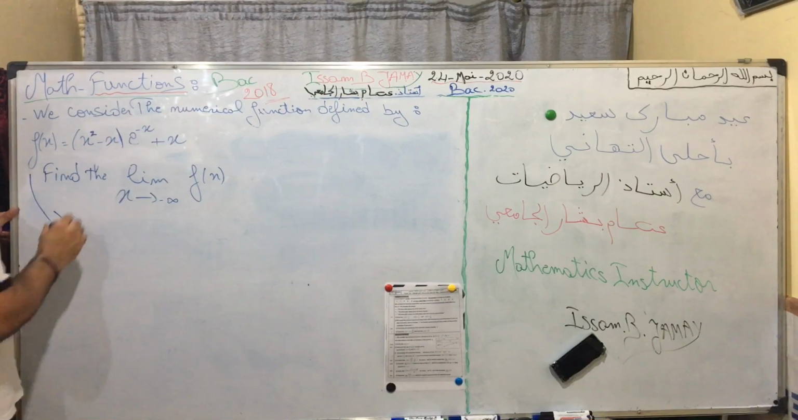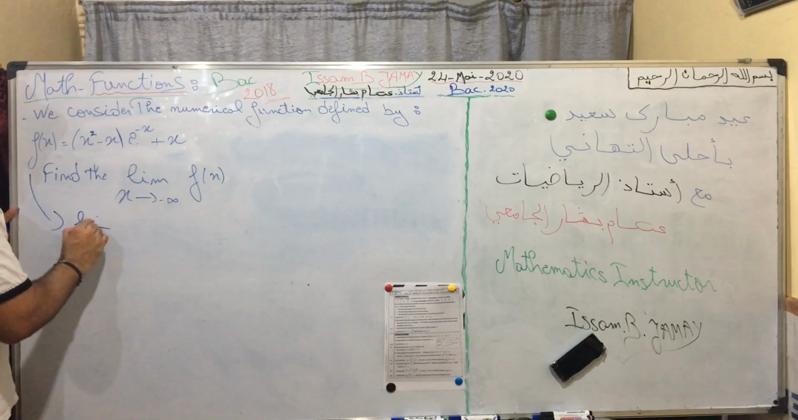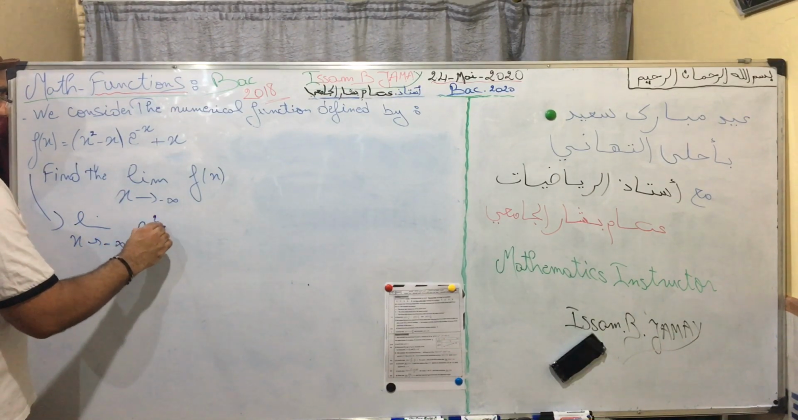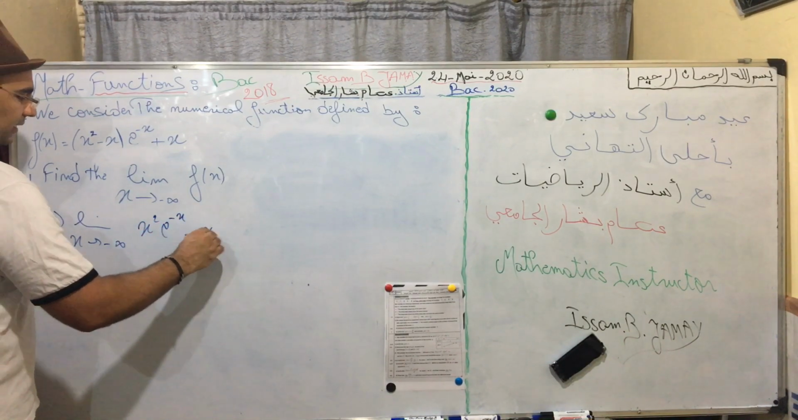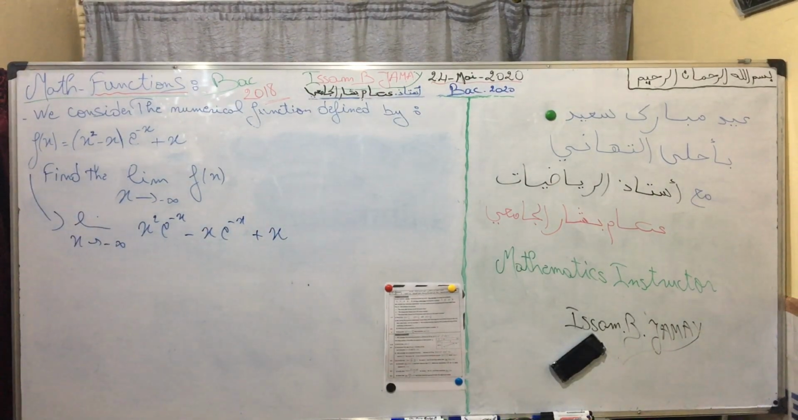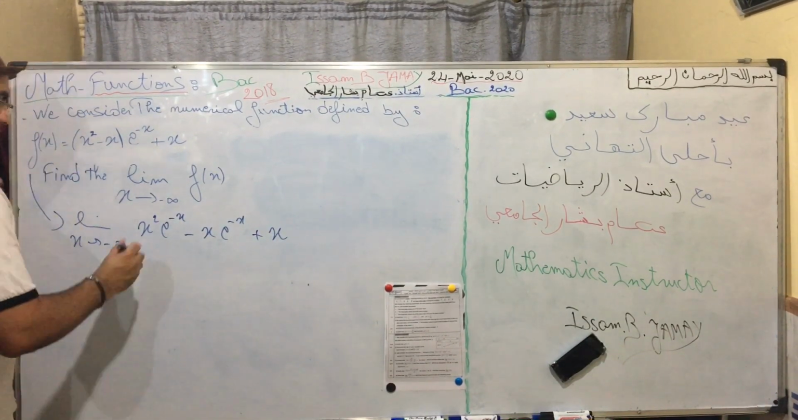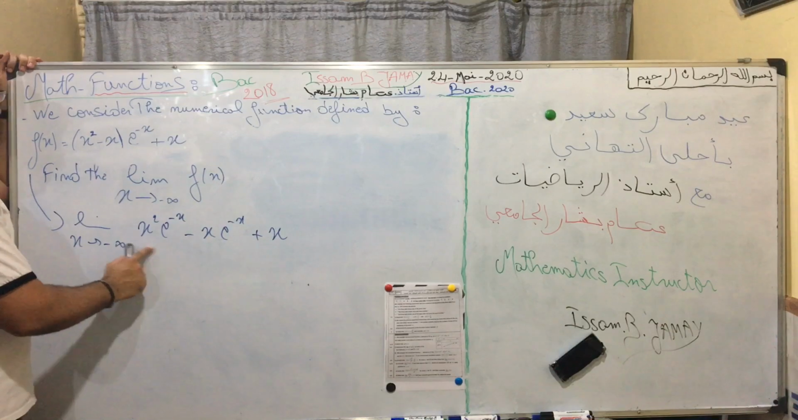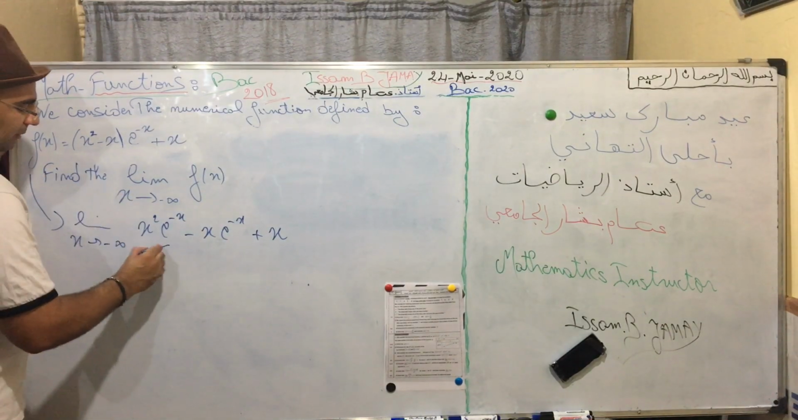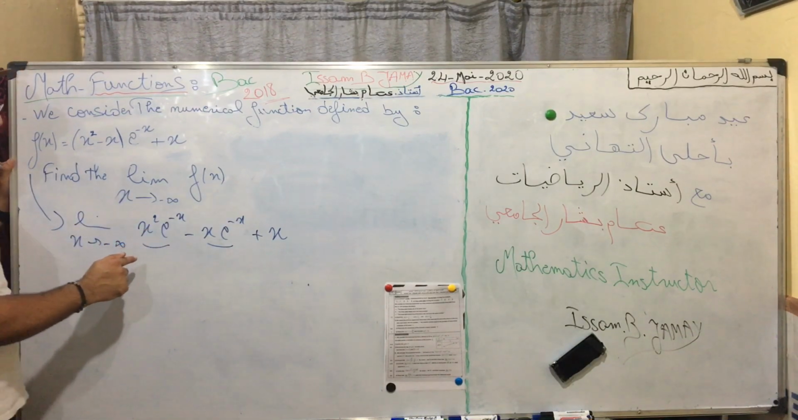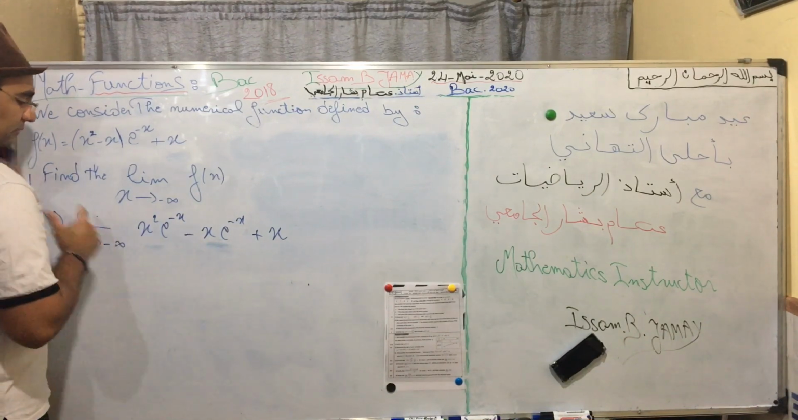Here we go. So first of all, we will develop the expression. The limit when x goes to minus infinity of x squared times 2 exponential minus x, minus x exponential minus x, plus x. Good. What we can do again, we will factor. We remark that we have a common factor, which is x multiplied by exponential minus x. So this is a common factor. We will factor by this.